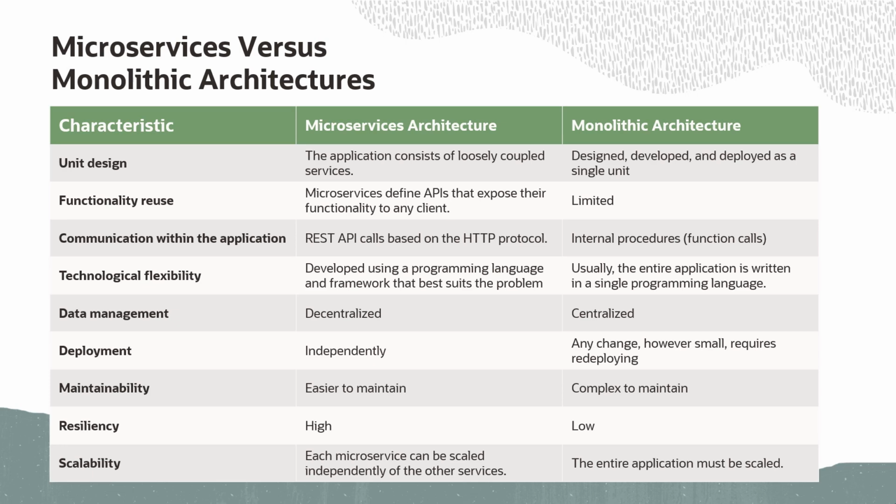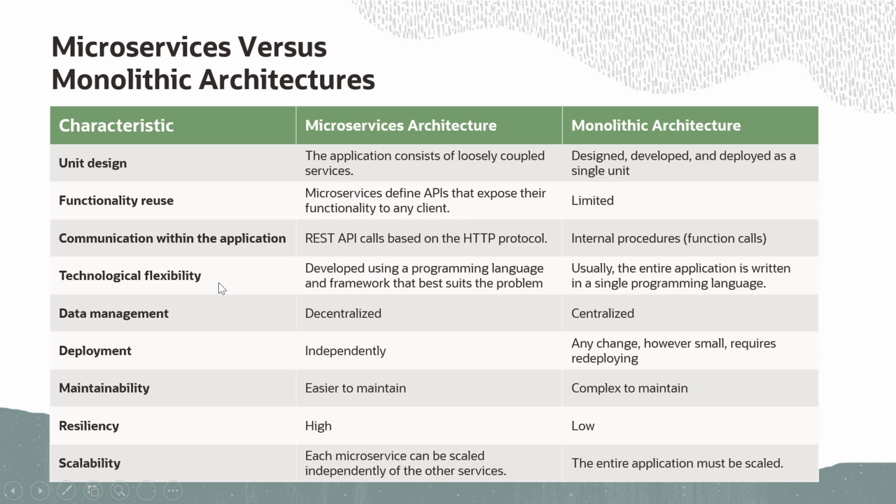When it comes to unit design, microservices architectures are loosely coupled services, whereas monolithic architectures are designed, developed, and deployed as a single instance. When it comes to functionality reuse, microservices define APIs that expose their functionality to any other client, whereas in the case of monolithic architecture, the functionality reuse is very limited. When it comes to communication within the application, microservices make use of REST API calls based on the HTTP protocol, whereas monolithic architectures make use of internal procedures and function calls.